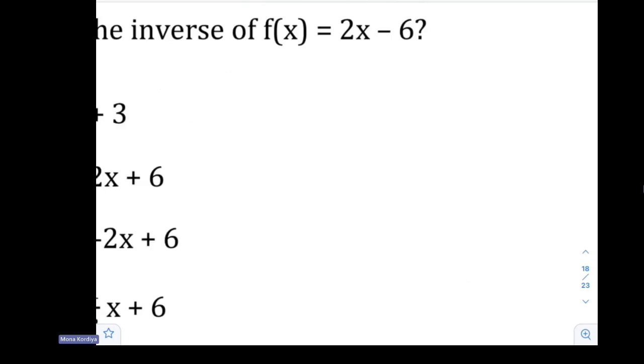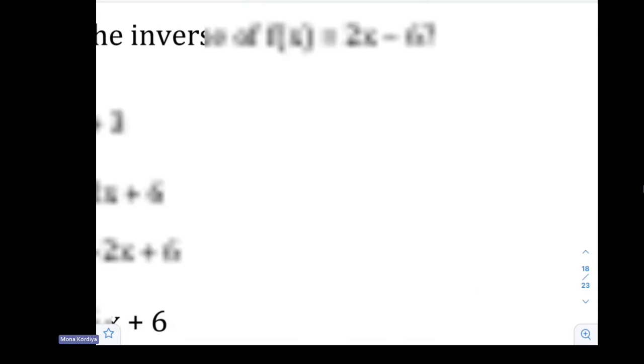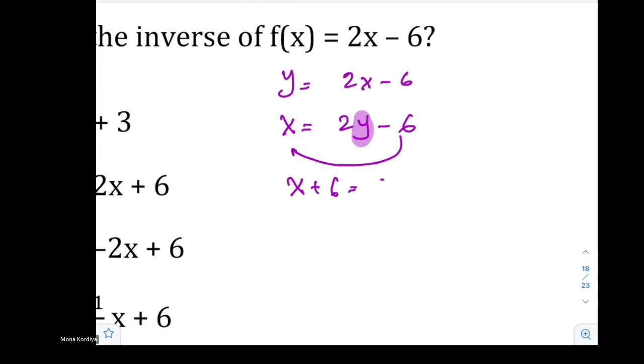For the inverse of the function, what are the steps? First, exchange f of x by y. So y will be 2x minus 6. Step 2, exchange x and y. Step 3, solve for y. So take the 6 there, divide by 2. So y is x plus 6 over 2.